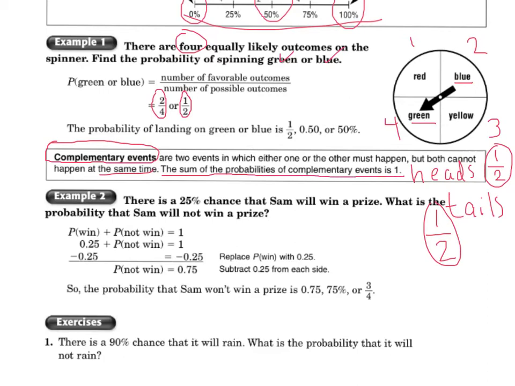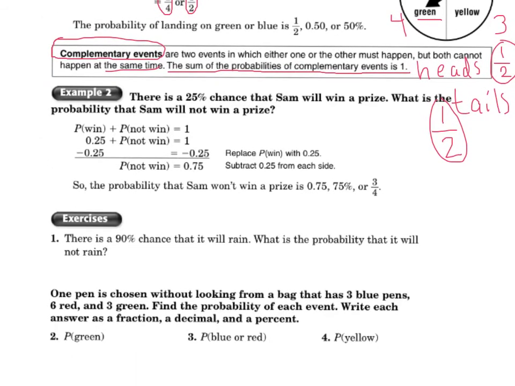Okay, let's go to example 2. They're going to talk about complementary events. There is a 25% chance that Sam will win a prize. What is the probability that Sam will not win a prize? Not winning a prize is its complementary event. You see how they wrote the P next to the parentheses? That's a short way to say the probability of winning plus the probability of not winning is equal to 1. When you add them together, you either win or you don't win.